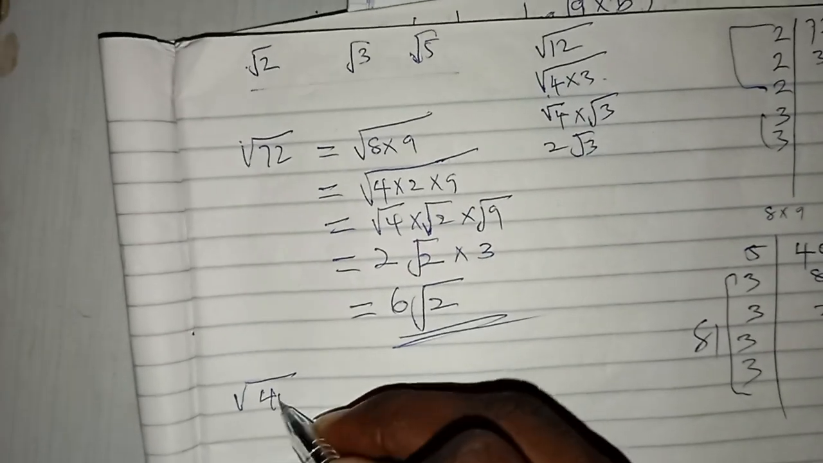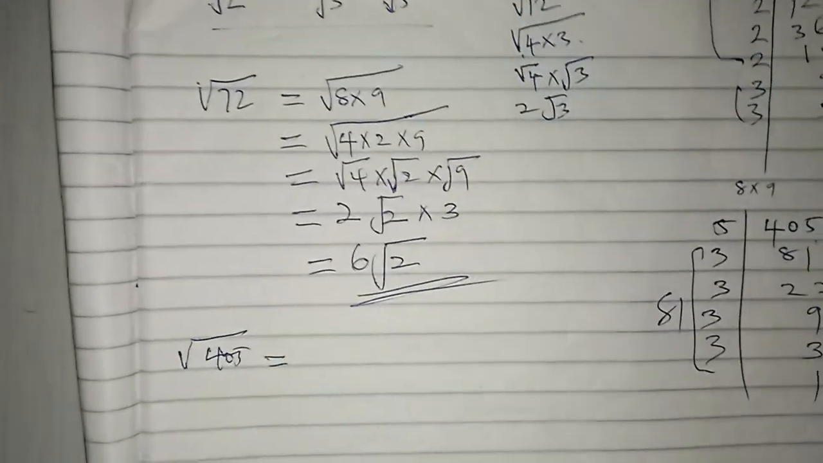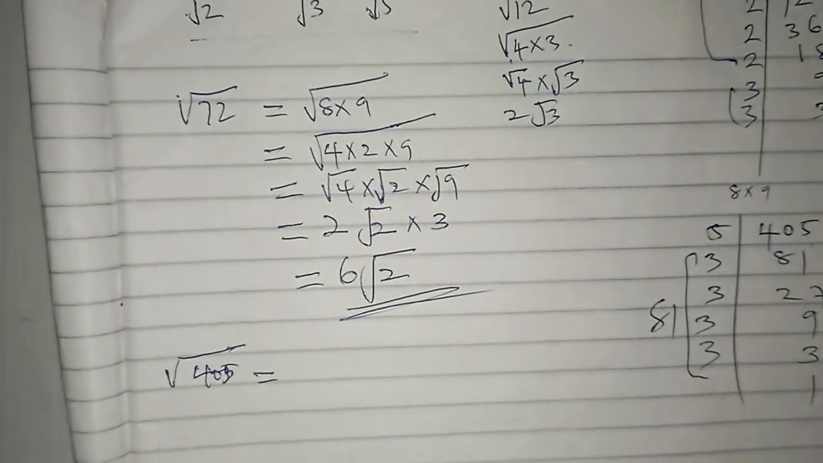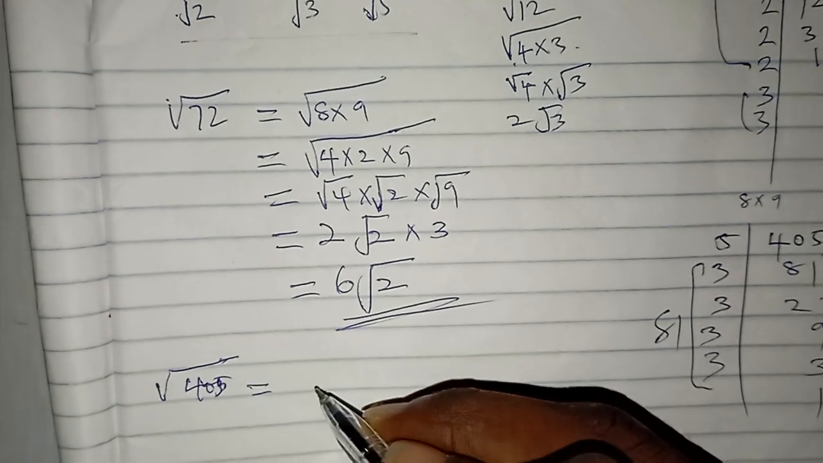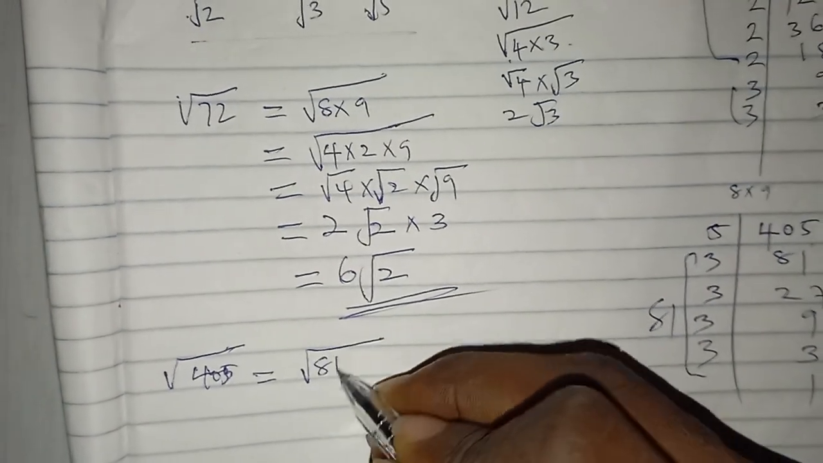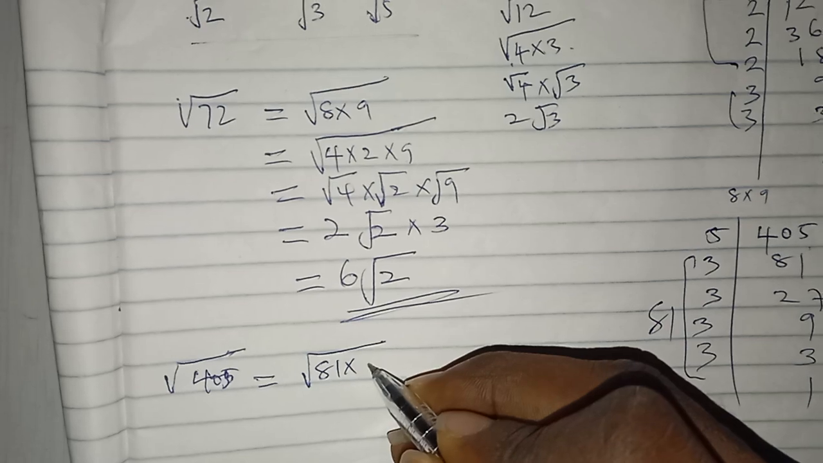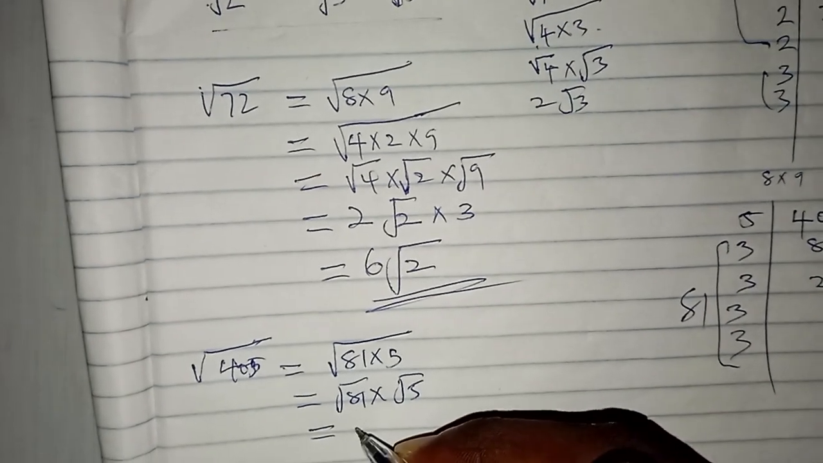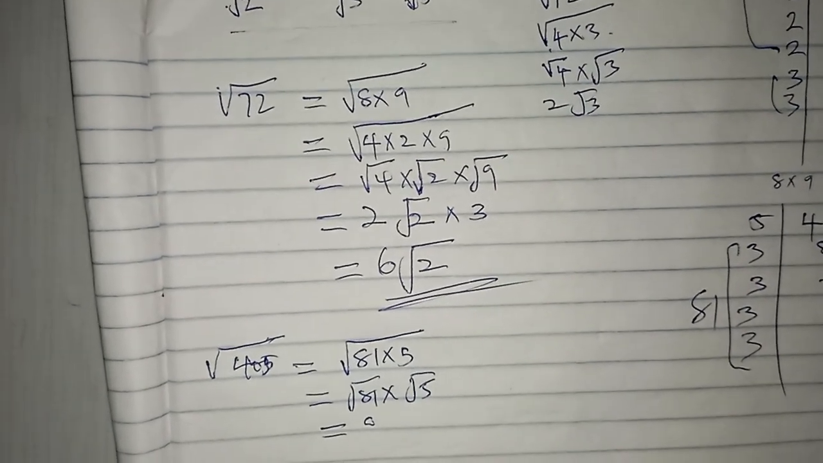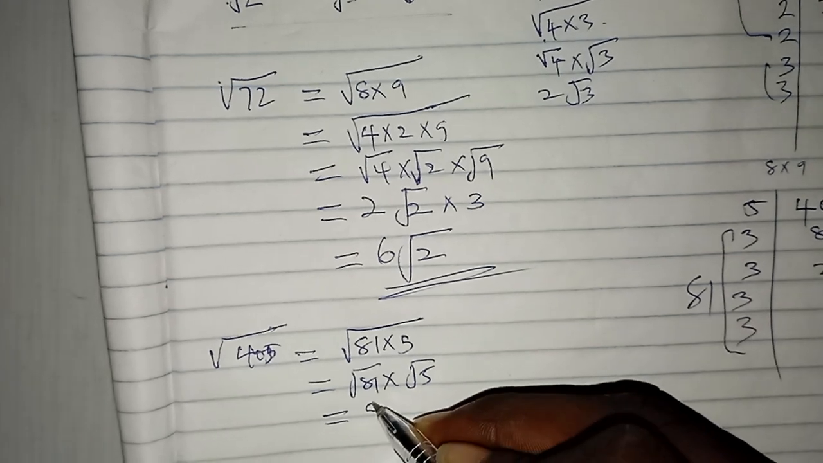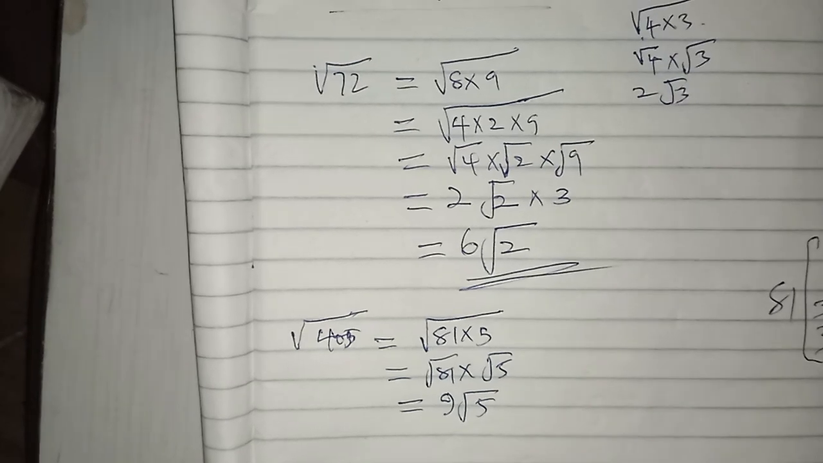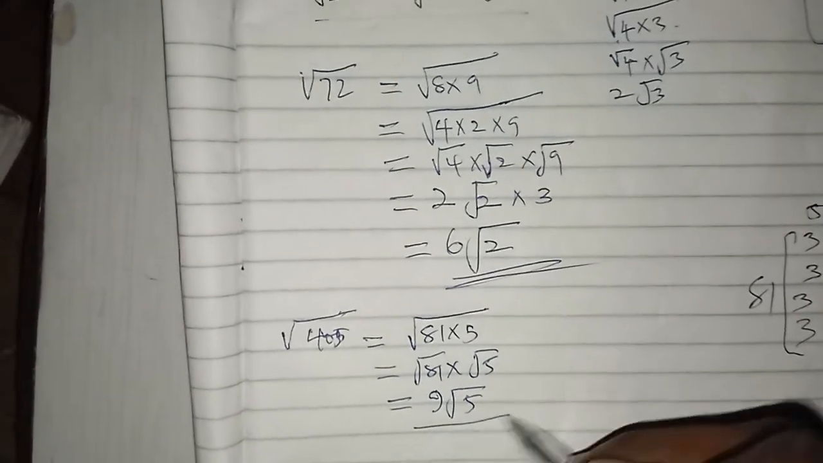Root 405 is the same thing as saying, always think of it this way. If you don't think this way and you're doing magic or trying to punch it with a calculator, you end up not doing what is expected. So this is the same thing as saying 81 times 5, which is root 81 times root 5. And you know that root 81 is 9, because 9 times 9 is 81. So root 81 is 9, times root 5. Are you seeing it? So this is my answer.